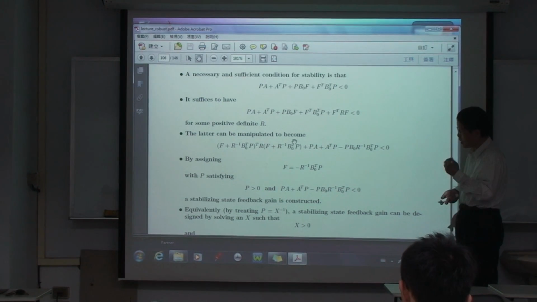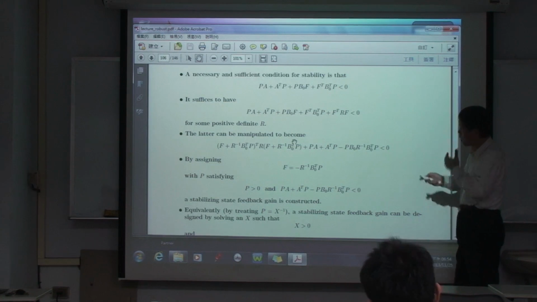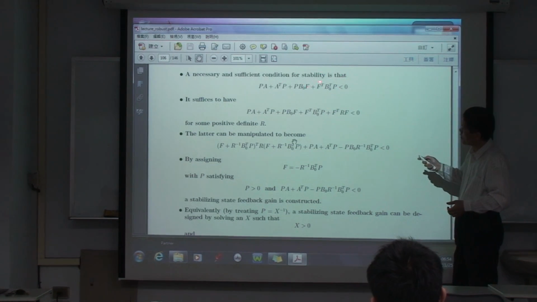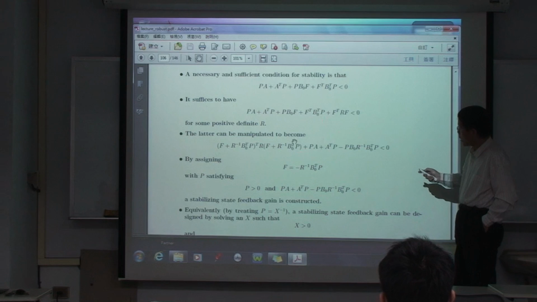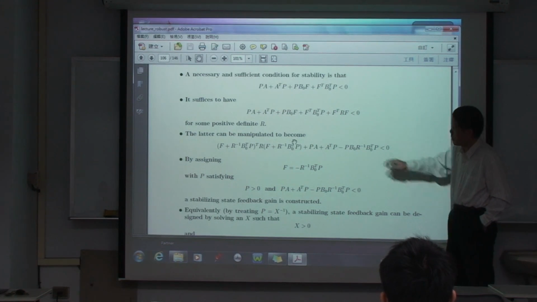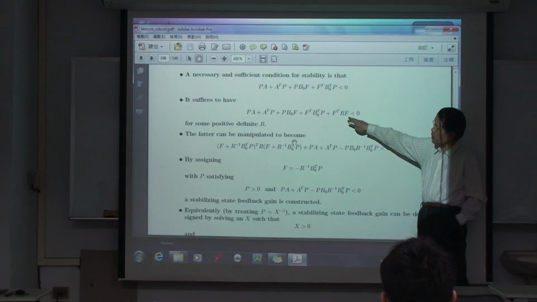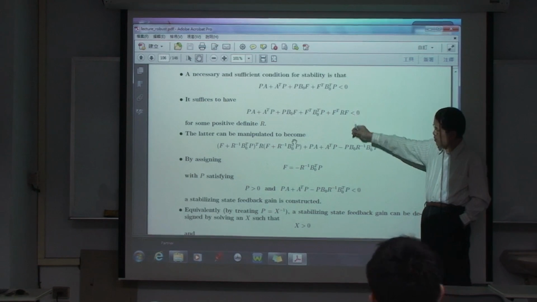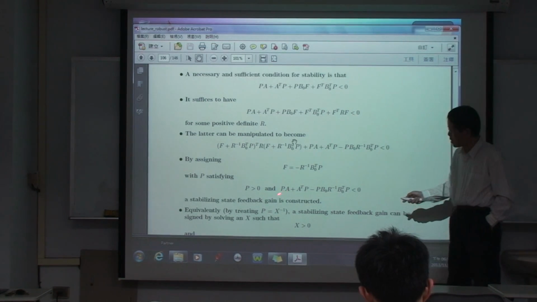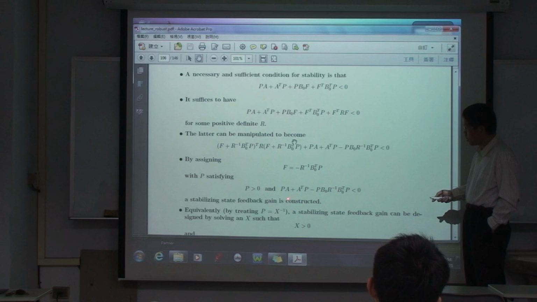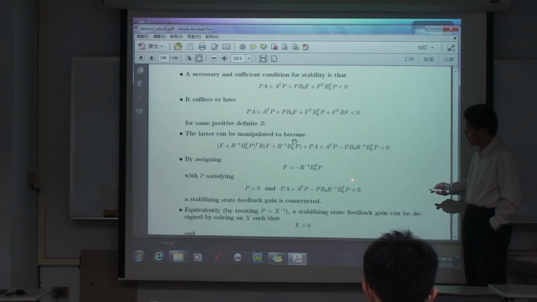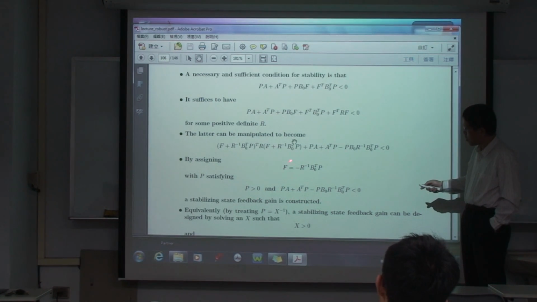So this is important, because in the original equation we see a coupling between P and F. But by relaxing a little bit, by adding a term actually, by using this sufficient condition, I end up with this equation. So this design is sufficient. That means suppose you can solve this equation for P, and then design F accordingly. Then you can stabilize it.